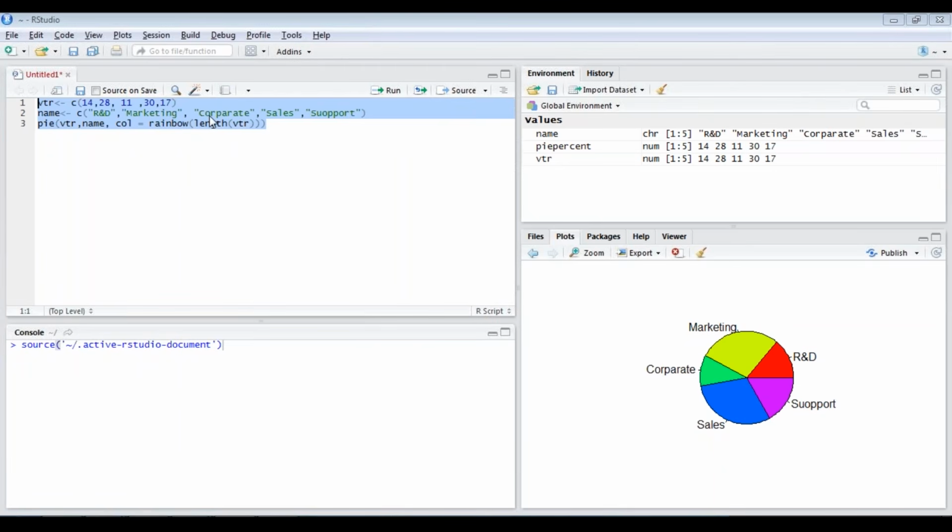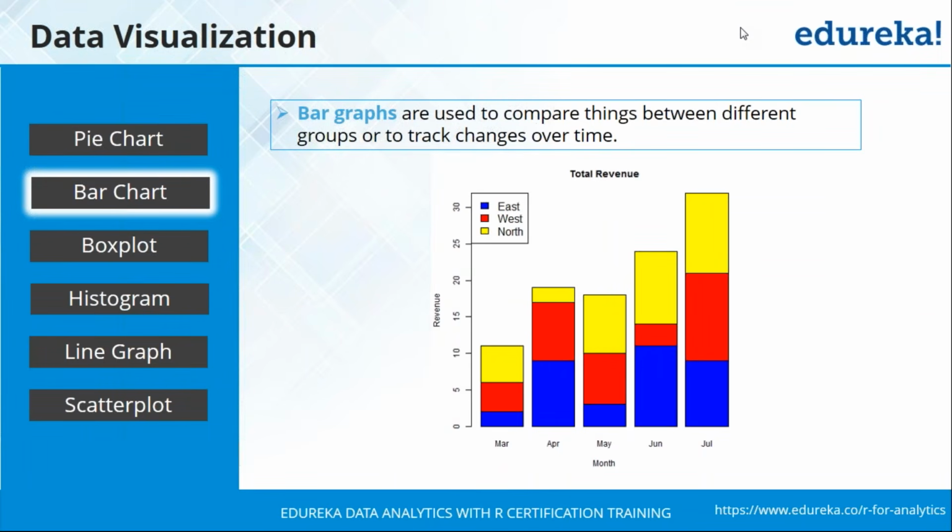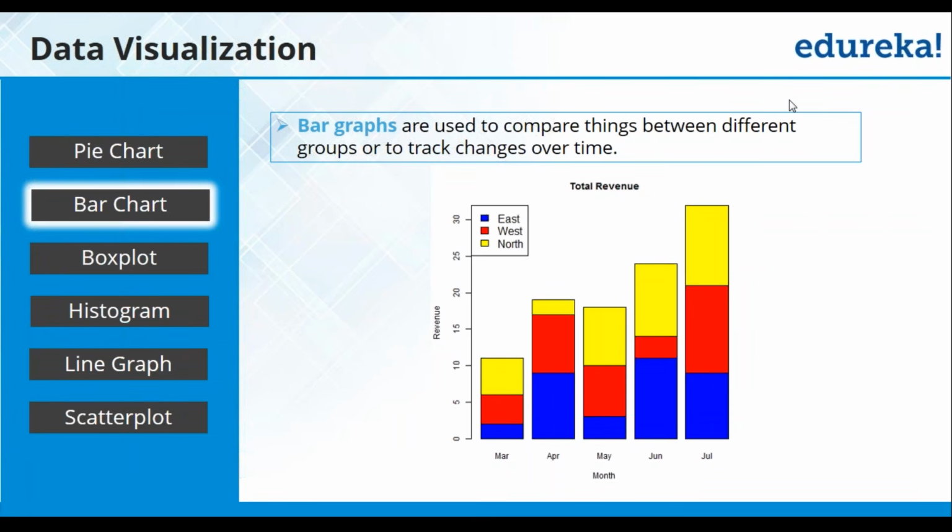Okay, now apart from this, the next type of graph that we'll be looking at is the bar chart. Bar charts are basically used to compare things between two different groups or track the progress of certain things over different times as well. So let me show you how simple it is to plot a bar chart as well.